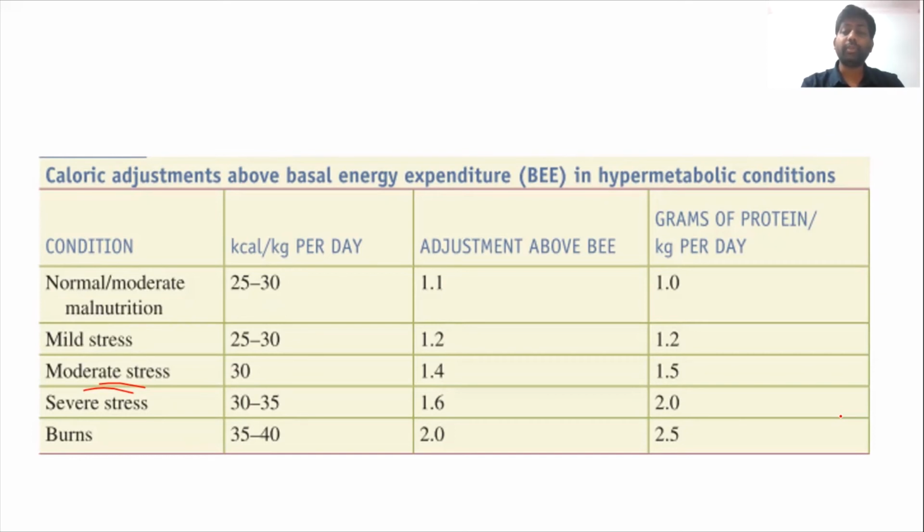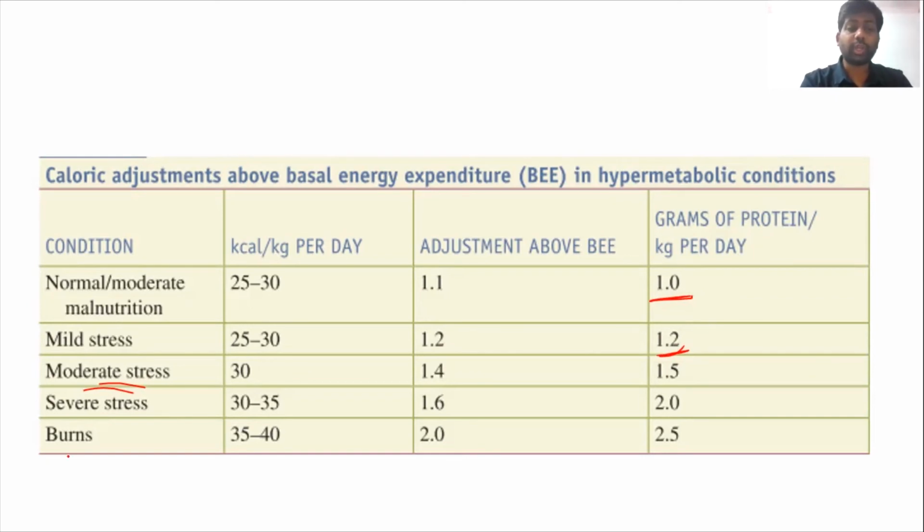And the number of grams of protein per day is also 1 gram per kg per day in case of normal. In case of mild stress, it is 1.2. Now, there is nothing to explain in this table. I've added this just for you to revise before the exam, because you should have a visual impression of this. I've taken it straight from Shorts, and believe me, it's a very high-yielding table.